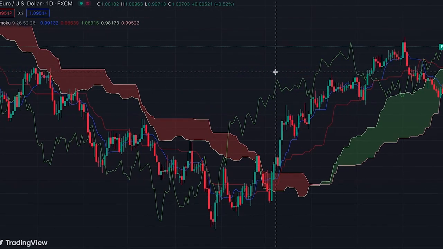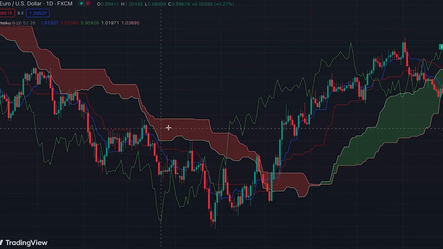And on the other hand, when leading span A, the green line, is below the red line, the cloud is red and the green line is falling and moving further away from the red line. This shows that the downside momentum is increasing and the downtrend is gaining strength.